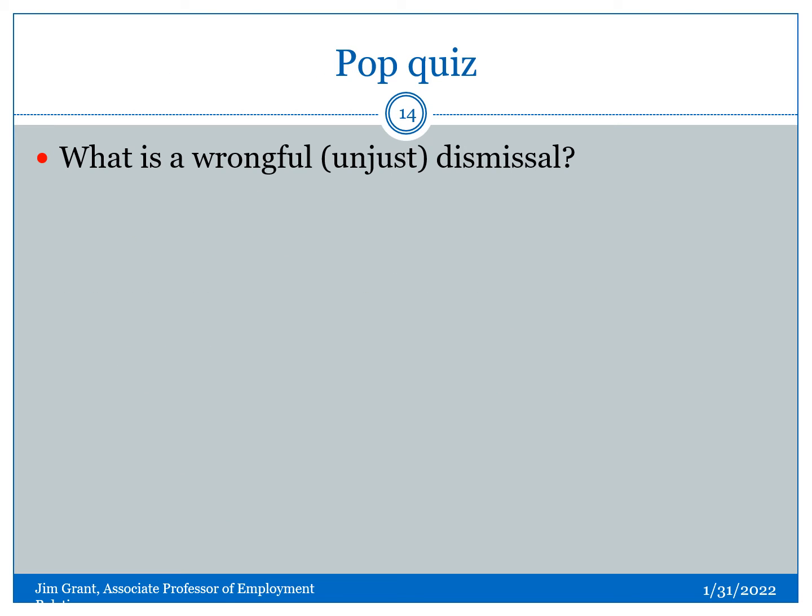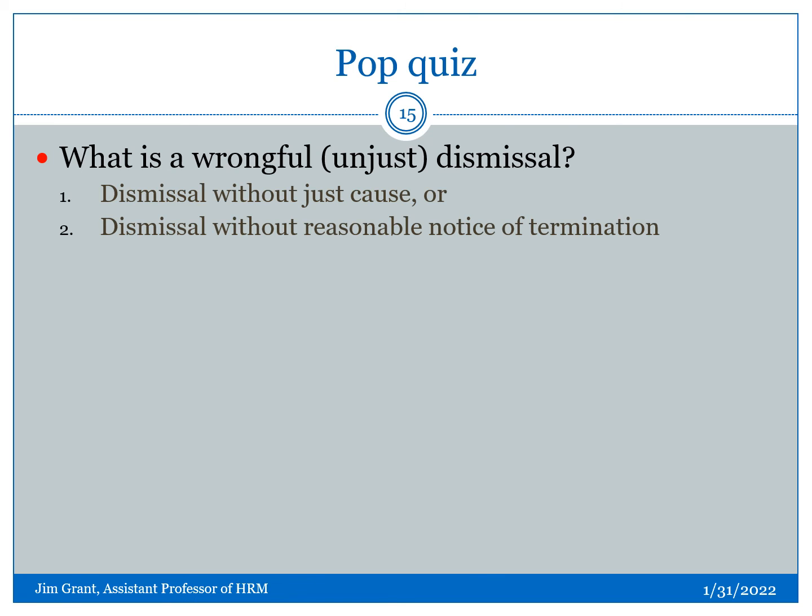So pop quiz, what is wrongful dismissal? Can you name the components of wrongful dismissal? The answer: a wrongful dismissal in law in Canada is a dismissal without just cause or a dismissal in which the employer did not provide reasonable notice of termination. In either case, I can sue my employer for wrongful dismissal.